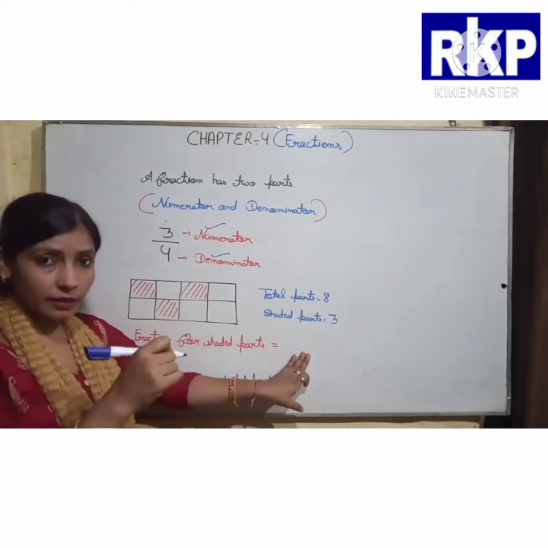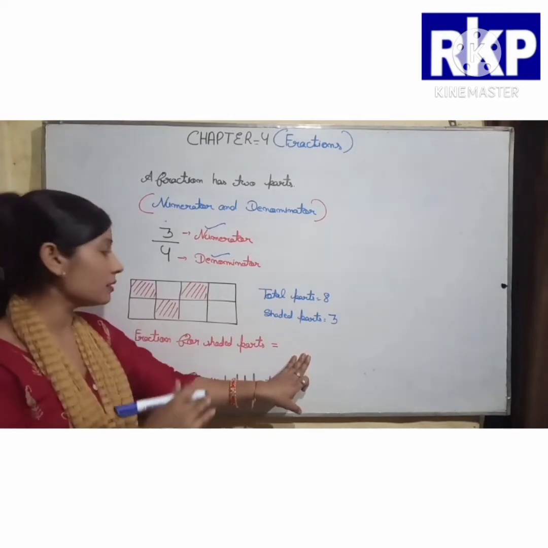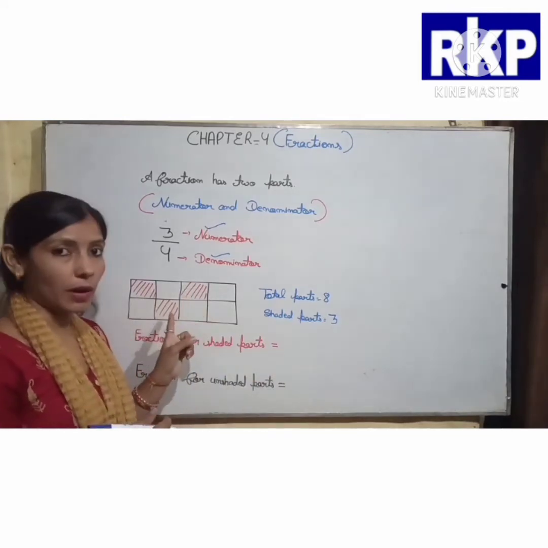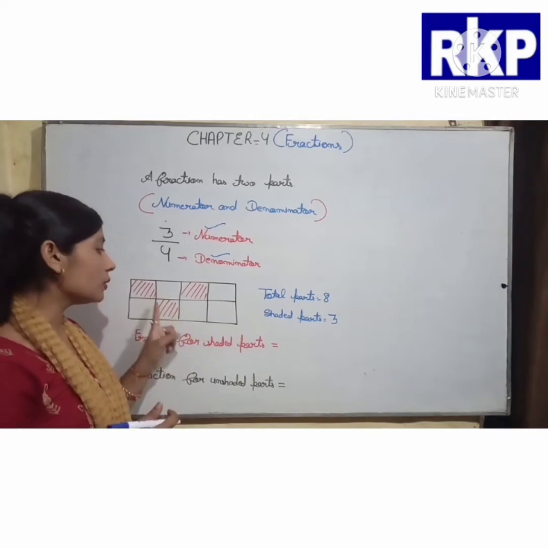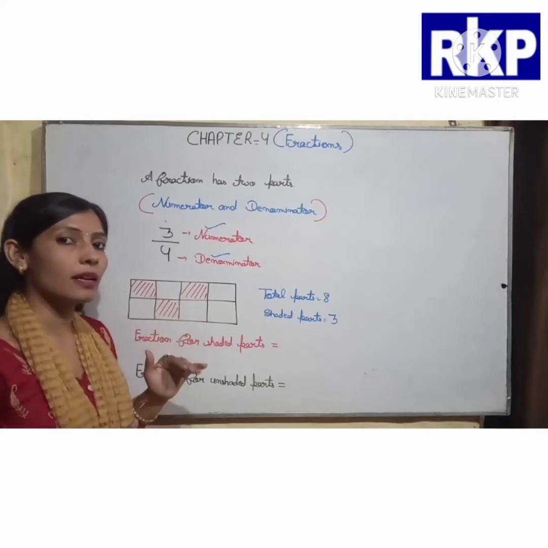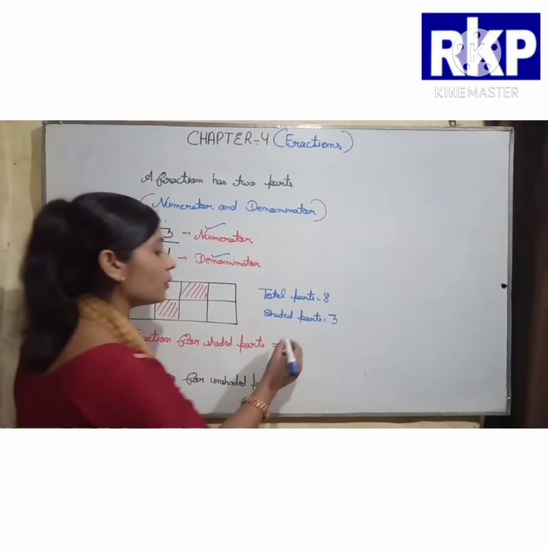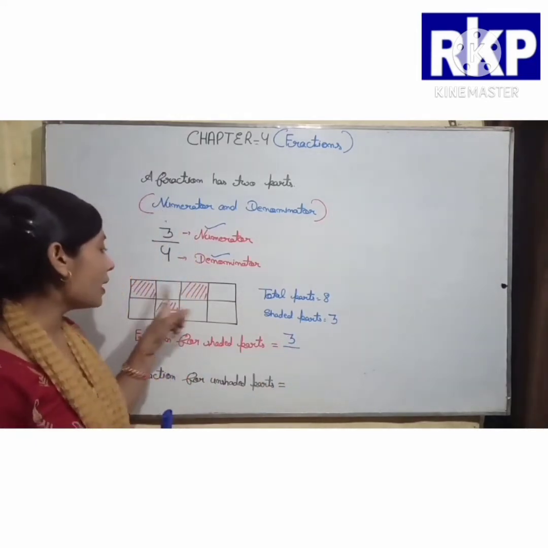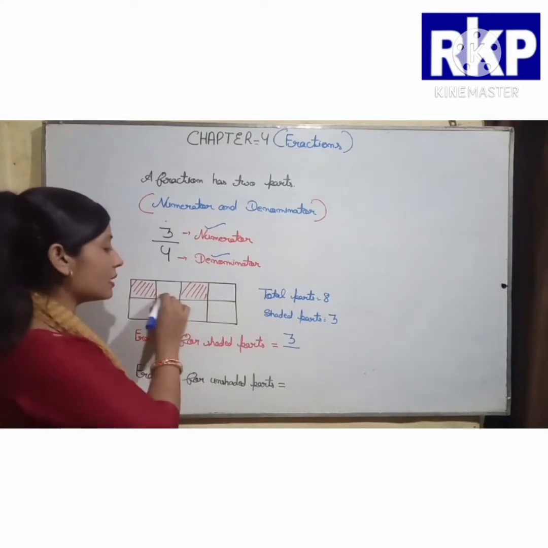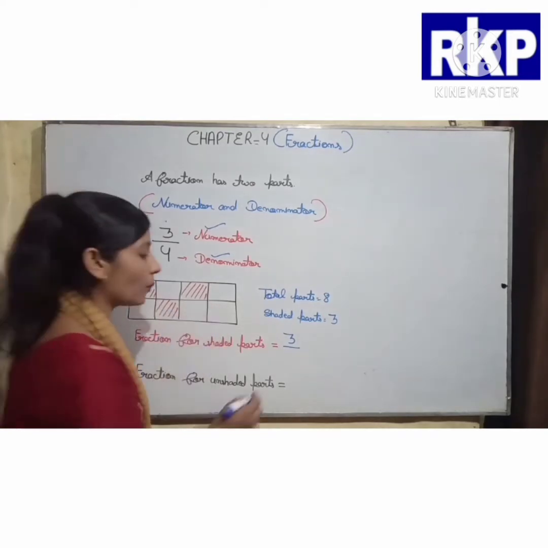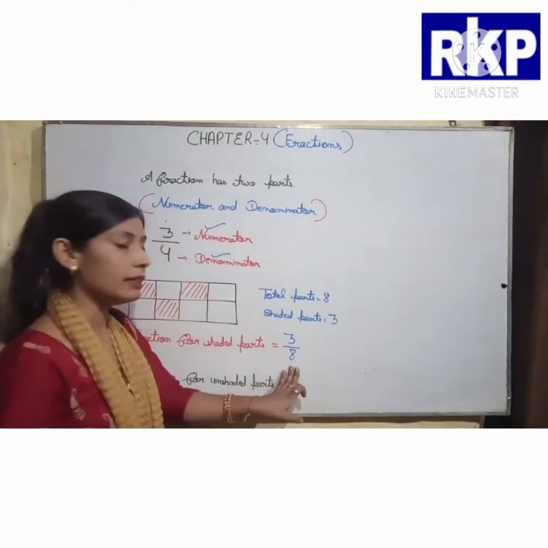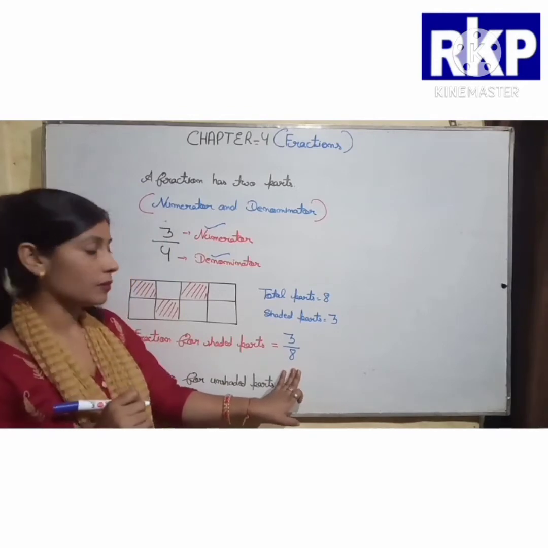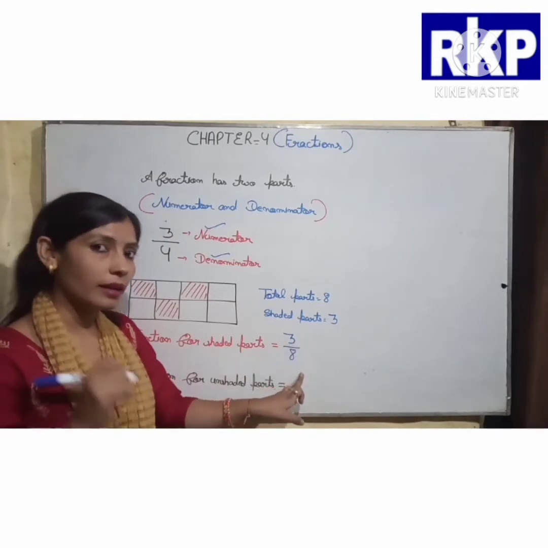As numerator, we have to write total shaded parts. So here we have 1, 2, 3. 3 parts are shaded. So we have to write 3 as a numerator. And how many parts we have? Total parts are 8. So we have to write 8 as a denominator. So fraction will be 3 by 8.